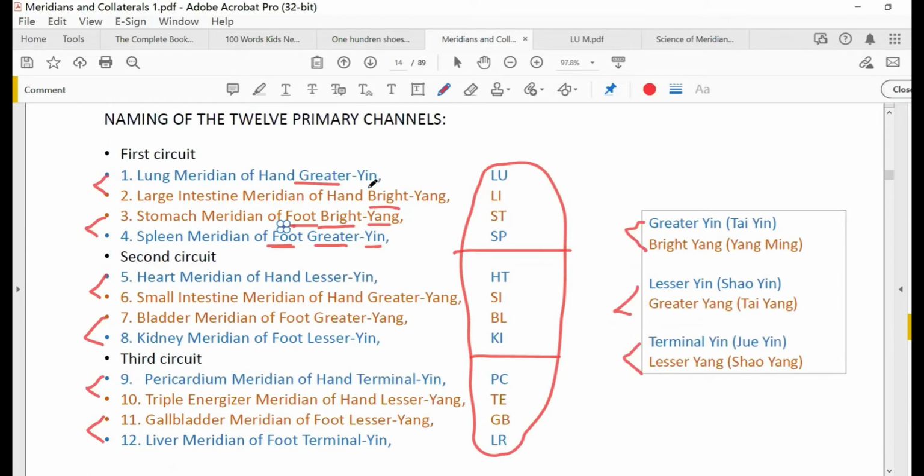Right, 10 minutes. You can like memorize as much as you can. If you can't memorize right now, that's fine. And for meridians, the most important thing is to remember the name. Okay, 10 minutes.